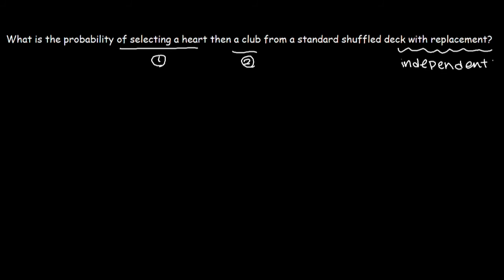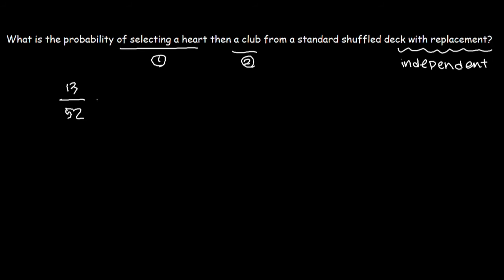So the probability of selecting a heart from a standard shuffled deck, remember there are 52 cards in total. So in the denominator, we're going to have 52, which is the total number of cards we can choose from. How many hearts are in those 52 cards? 13. Remember, 4 suits: diamonds, hearts, spades, and clubs. And there are 13 hearts in a standard deck of cards.